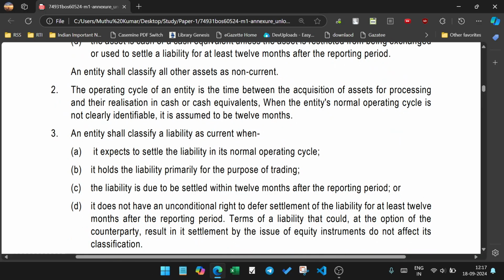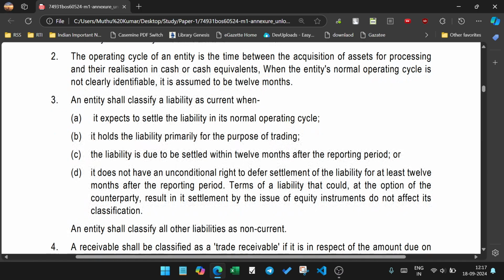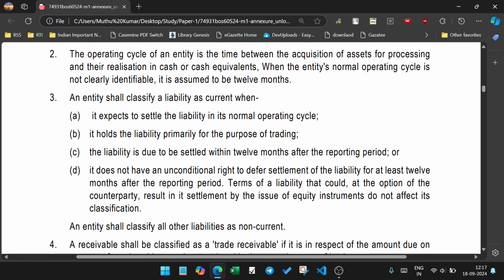Operating cycle. The operating cycle of the entity is the time between the acquisition of assets for processing and their realization in cash and cash equivalents. When the entity's normal operating cycle is not clearly identifiable, it is assumed to be 12 months.